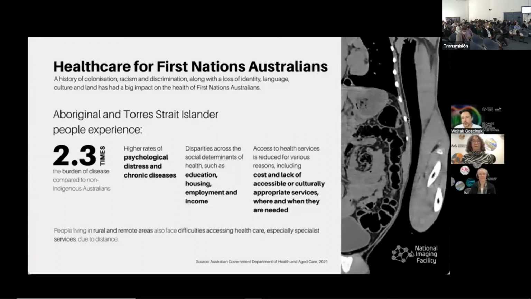Thank you, Lisa. So I'd like to talk to you about our work helping improve healthcare for First Nations Australians, which is a complex issue. A history of colonialisation, racism and discrimination, along with loss of identity, language, culture and land, has had big impact on Aboriginal health. Aboriginal and Torres Strait Islander people experience 2.3 times the burden of disease compared to non-Indigenous Australians, higher rates of psychological distress and chronic disease, and access to health services is reduced for various reasons, including cost and lack of accessible or culturally appropriate services. In addition to these factors, people living in rural and remote areas also face difficulties accessing healthcare, especially specialist services, due to distance.